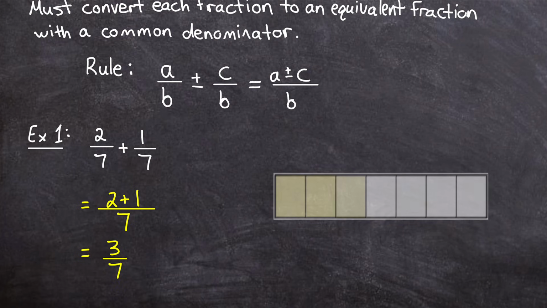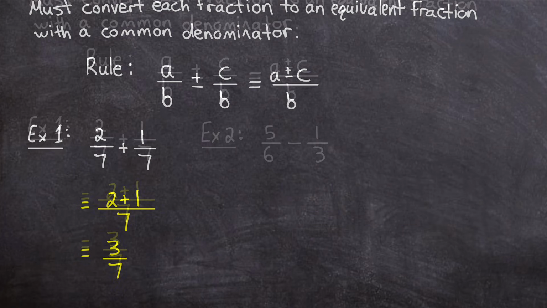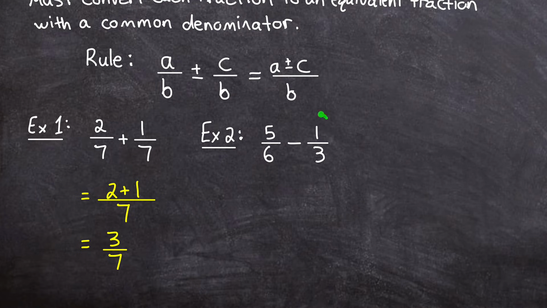Let's try another example where we don't have common denominators. In this second example, we have 5 over 6 minus 1 over 3. The first thing you should notice is that the denominators are not the same. So before being able to subtract these fractions, we need to get a common denominator. And to choose a common denominator, it's best if we choose the lowest common multiple between 6 and 3.